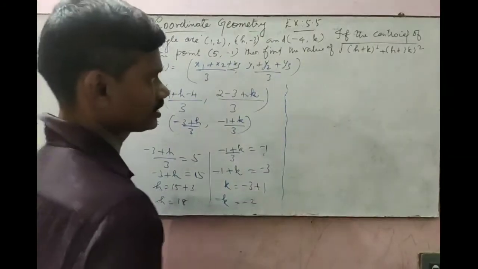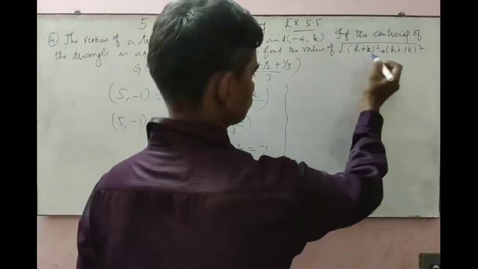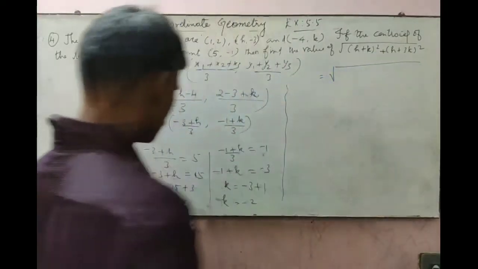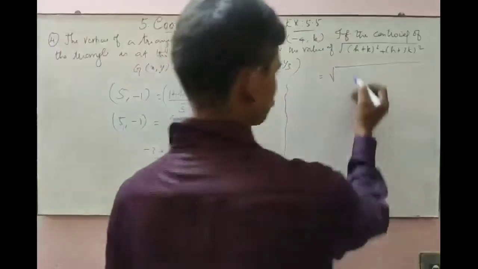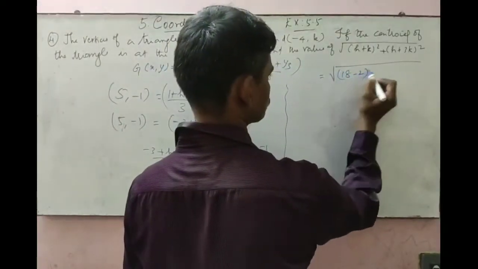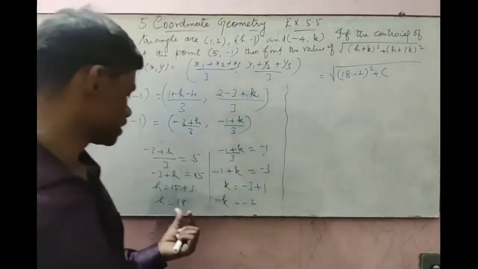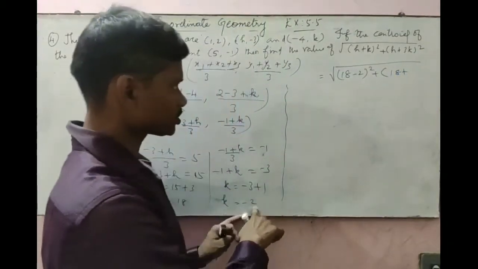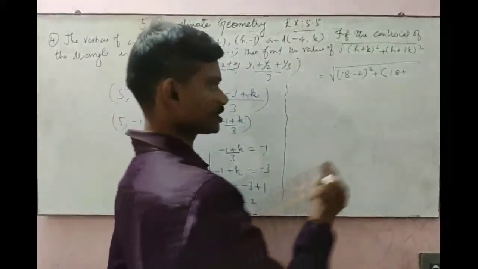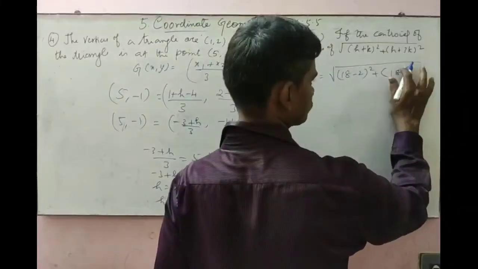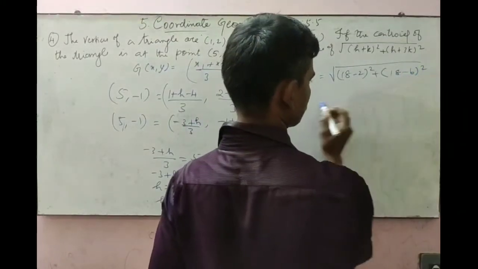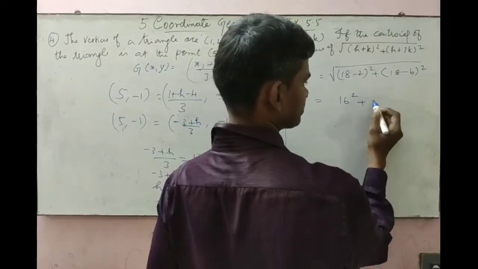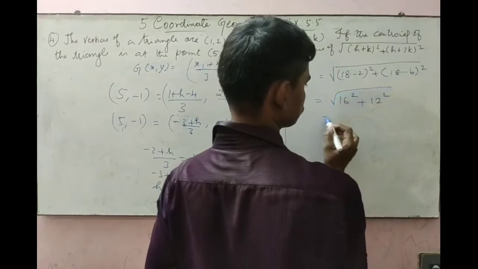Now you can find the value of this root: root of h plus k whole square plus h plus 3k whole square. What is h here? The value of h is 18, the k is minus 2. So 18 minus 2 whole square plus again 18 plus 3k, 3 into minus 2. 3 into minus 2 gives minus 6 whole square. 18 minus 2 gives 16 square. 18 minus 6 gives 12 square.